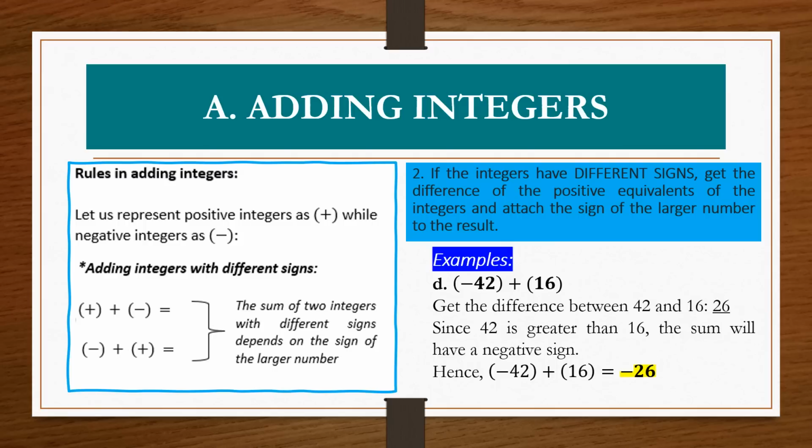Here is another example when we are adding a negative and a positive integer. For the solution, since they have different signs, 42 and 16 will be subtracted and their difference is 26. And since 42 is larger and its sign is negative, the sum is negative 26.